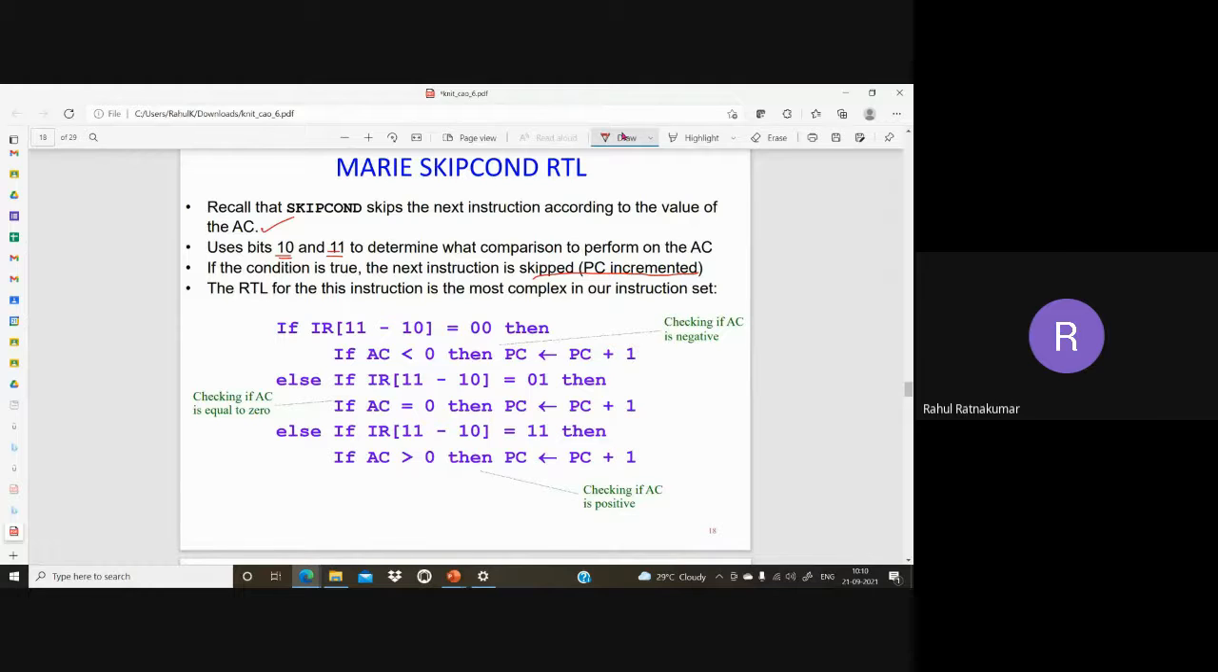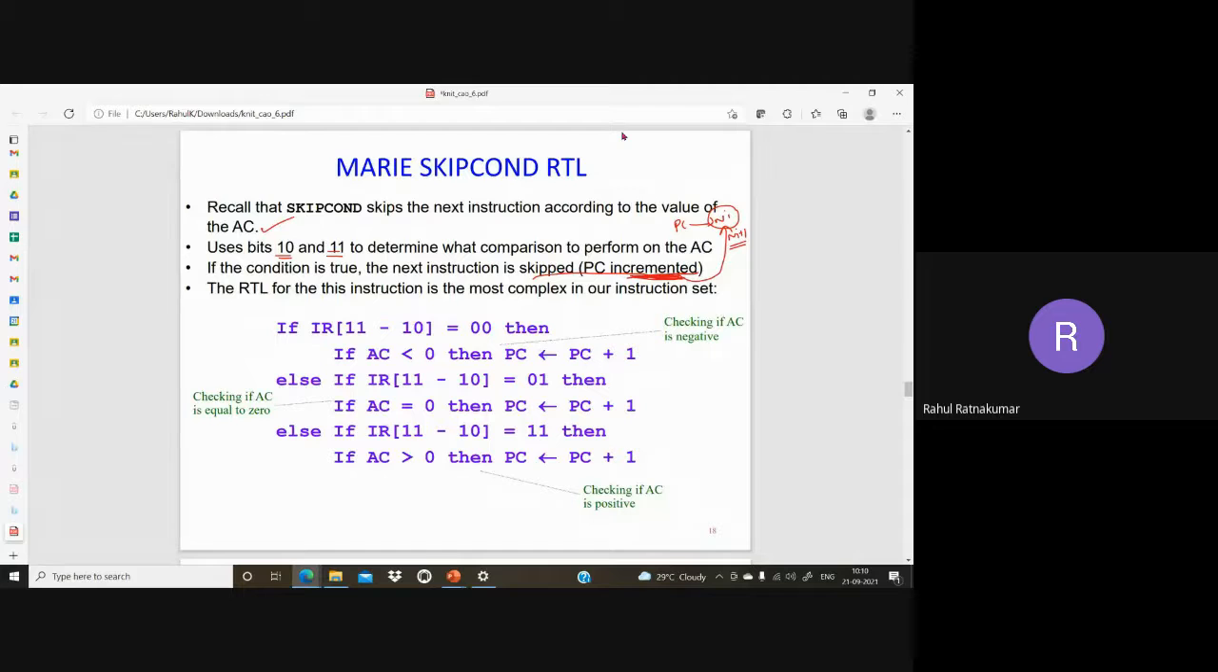Here it is, PC incrementation. We don't need to jump anywhere, because PC can simply be incremented to skip. PC is always pointing to the next instruction, right? But when I increment PC, I'm skipping that instruction and going to the (n plus 1)th instruction. That is the advantage of the skip count instruction.